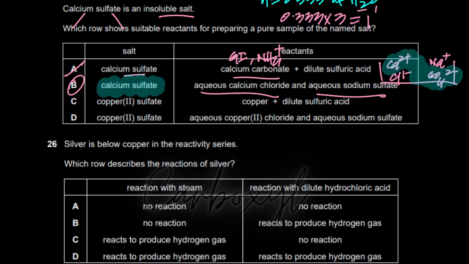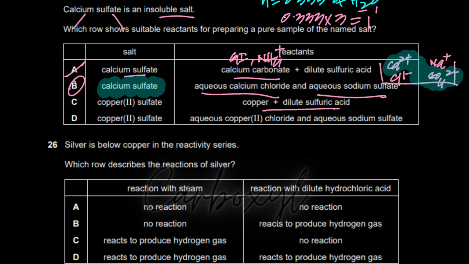And if you check C out, C is wrong because copper does not react with dilute sulfuric acid. Why? Because it's below hydrogen in the reactivity series. It can't displace it. Copper sulfate again, aqueous copper chloride, aqueous sodium sulfate.